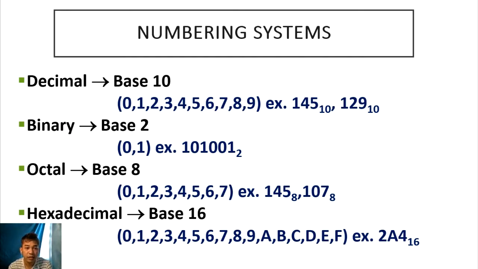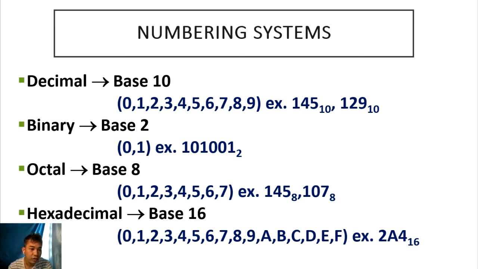First we have the decimal, which is also known as base 10. So tinawag siyang base 10 because each digit can only contain from 0 to 9. So that is 0, 1, 2, 3, 4, 5, 6, 7, 8, 9. Say for example, we have 145 base 10, 129 base 10. So basically, pag magbigay ka ng number, you have to indicate kung anong klaseng number system siya. So in this case, since decimal number siya, you have to put a subscript on each number para ma-identify natin siya na decimal.